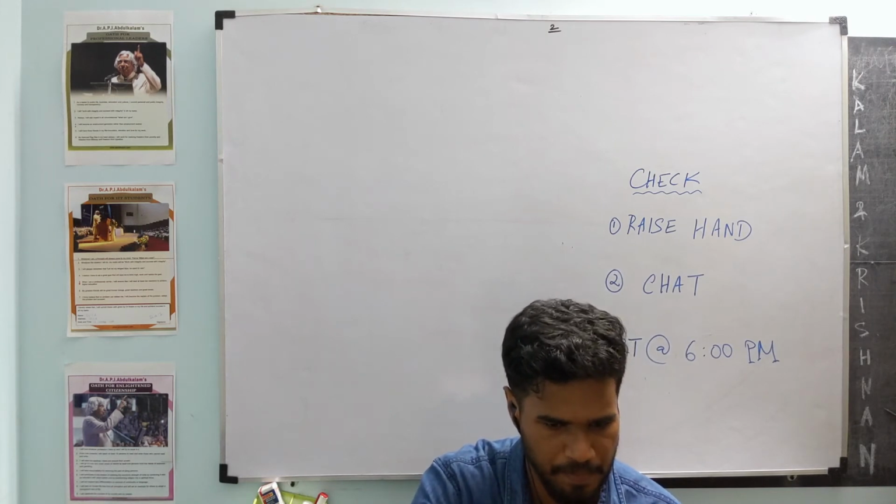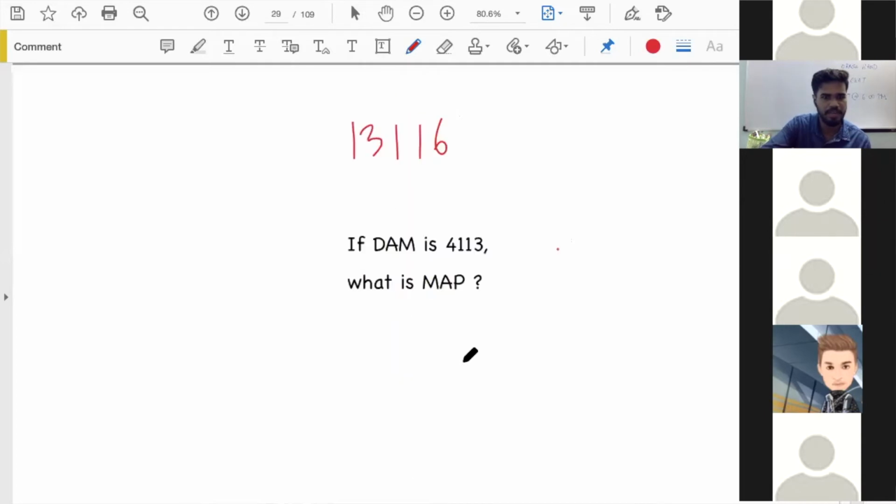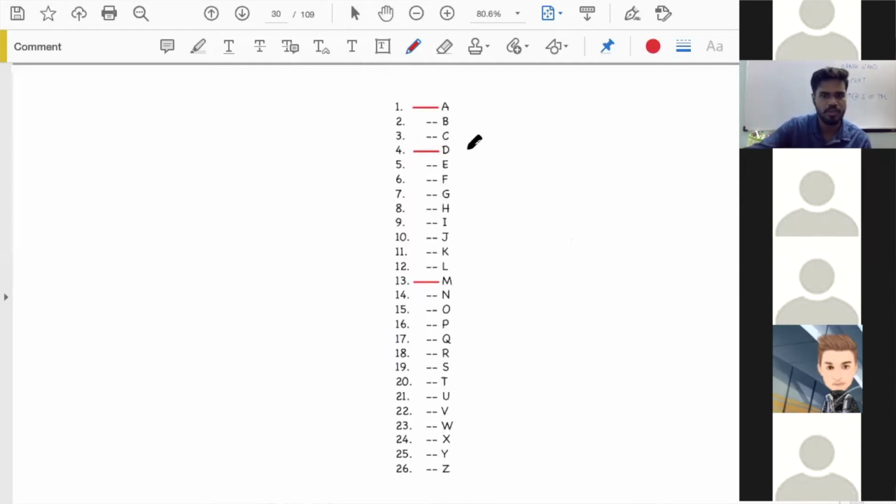What do I mean by that? Alphabet A is in position 1, alphabet B is in position 2, alphabet Z is in position 26. In the previous example we had DAM is 4113. Essentially they replaced each alphabet with its corresponding position. So D is 4, A is 1, and M is 13. This is a very common type of question asked in aptitudes, so it's nothing out of the blue.